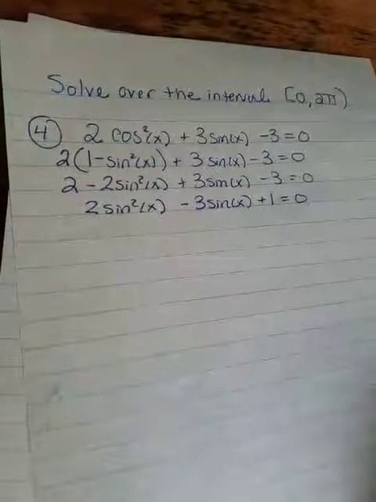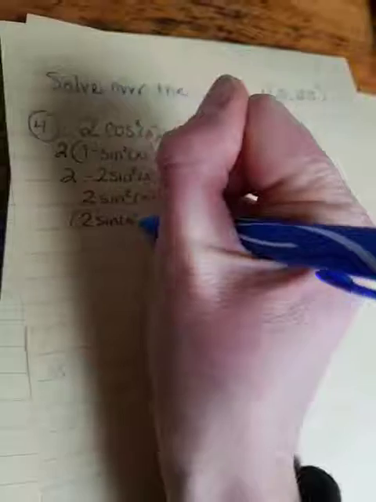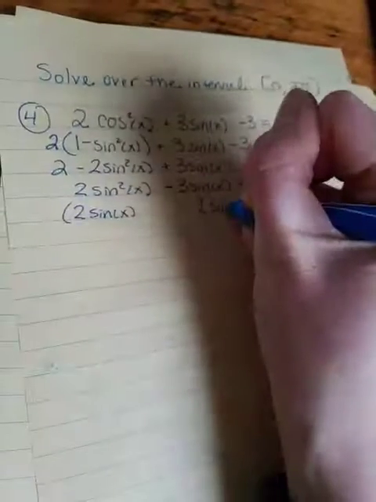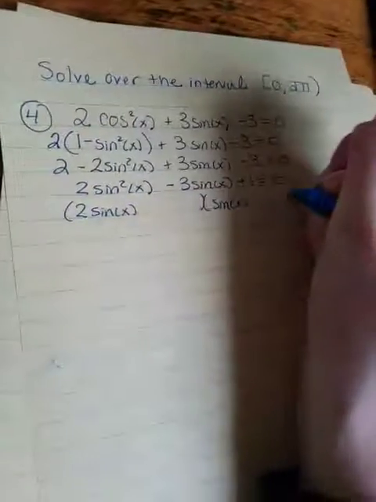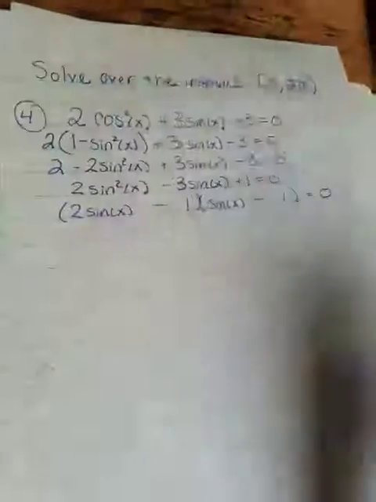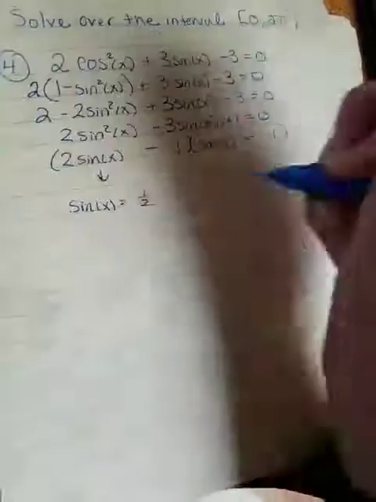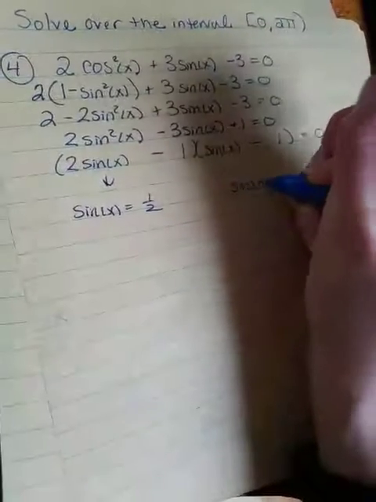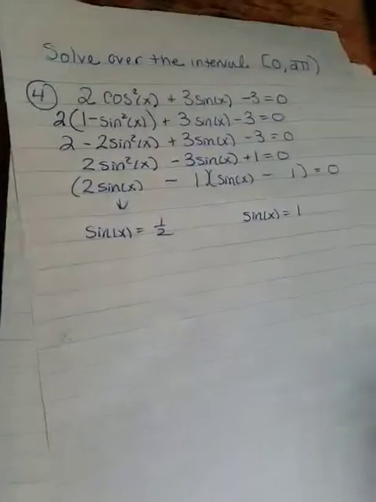So now I think I can factor this. So I'm going to get 2 sine of x and sine of x. I'm going to have a 1 and a 1. Okay, I'm going to have them both as negative for it to work out. So this one's going to give me sine of x equals 1/2. This is going to give me sine of x equals 1.